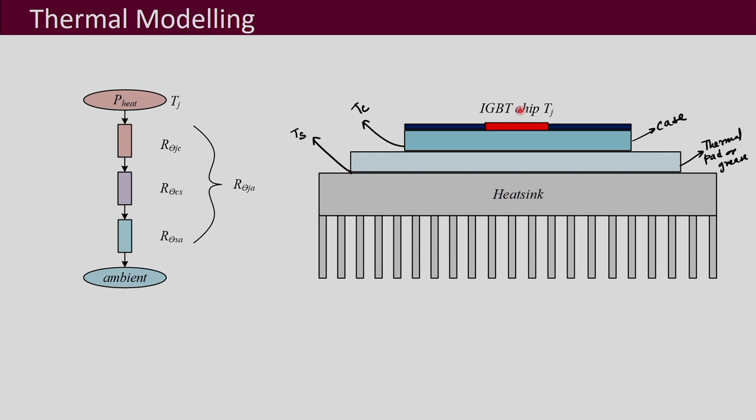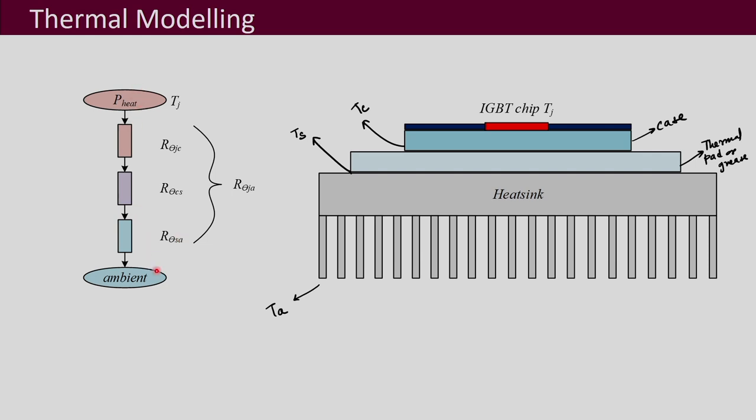Now each one of these has thermal resistances. Between the junction and the case, the thermal resistance is denoted as R theta JC, and between case and sink, it can be denoted as R theta CS, and then from the heat sink to the ambient. Ambient will also have its own temperature, we can call it TA, the ambient temperature. Between TS and TA, the resistance is R theta SA, that is sink to ambient, which is basically the thermal resistance of the heat sink.